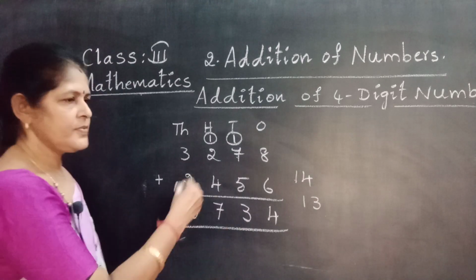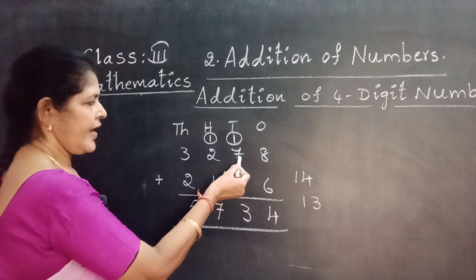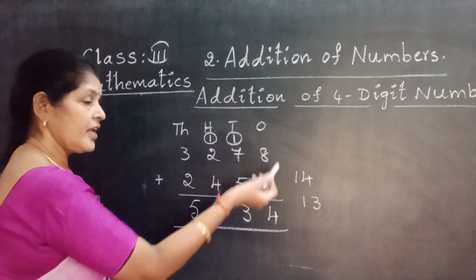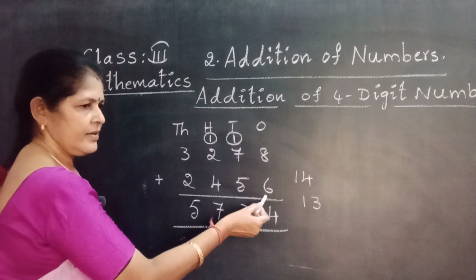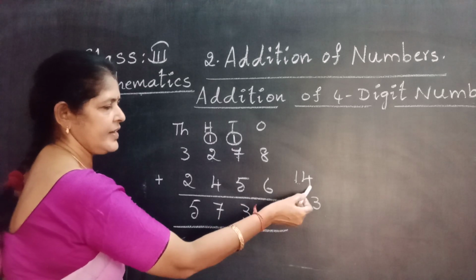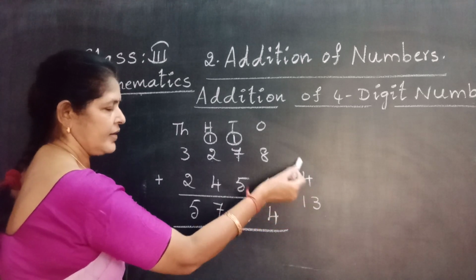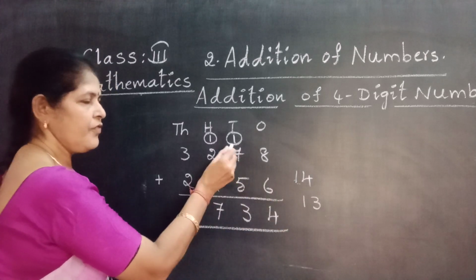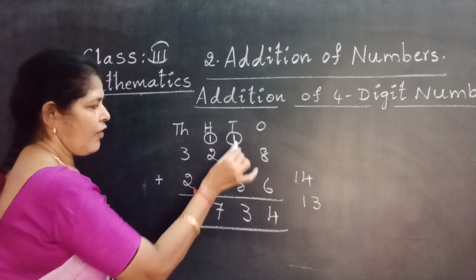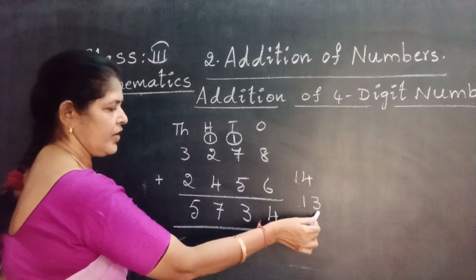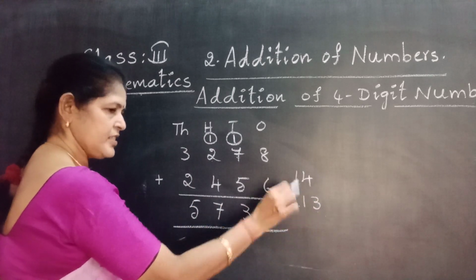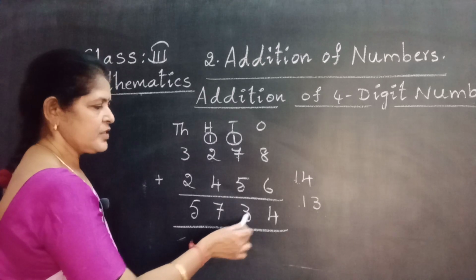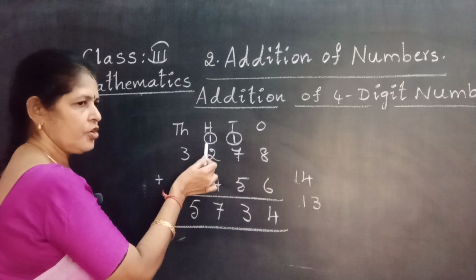5,734. Did you observe? Ones, tens, hundreds. With the regrouping, when we add ones, we get a 2-digit number. We separate the number, that means split the number. 4 right in the ones place, 1 carry forward to tens place. Now adding tens place numbers, again we get a 2-digit number. Split the number, 3 right in the tens place, 1 carry forward to hundreds place.